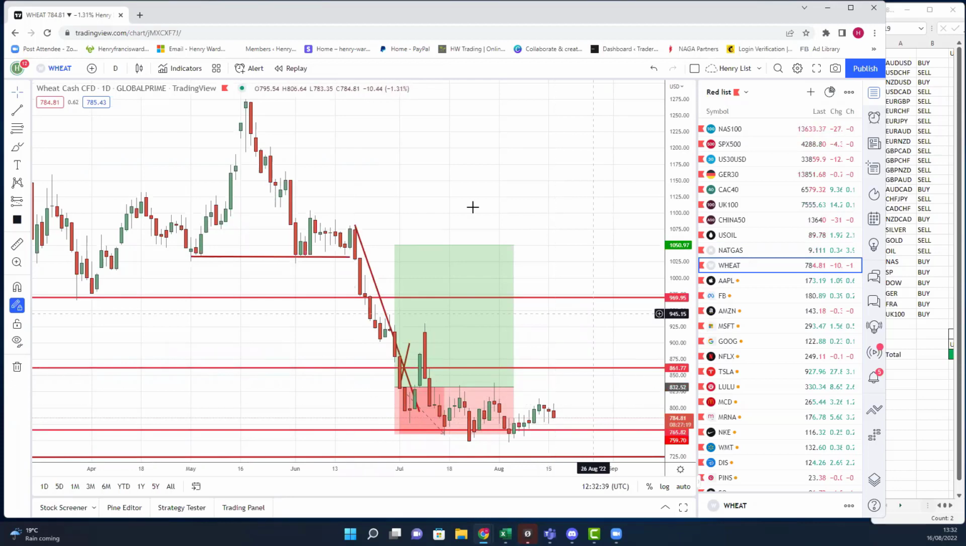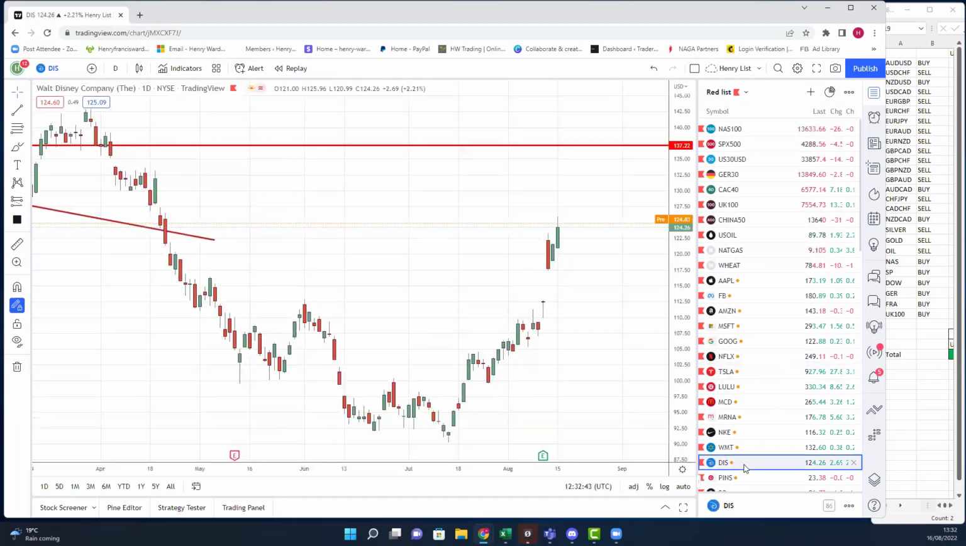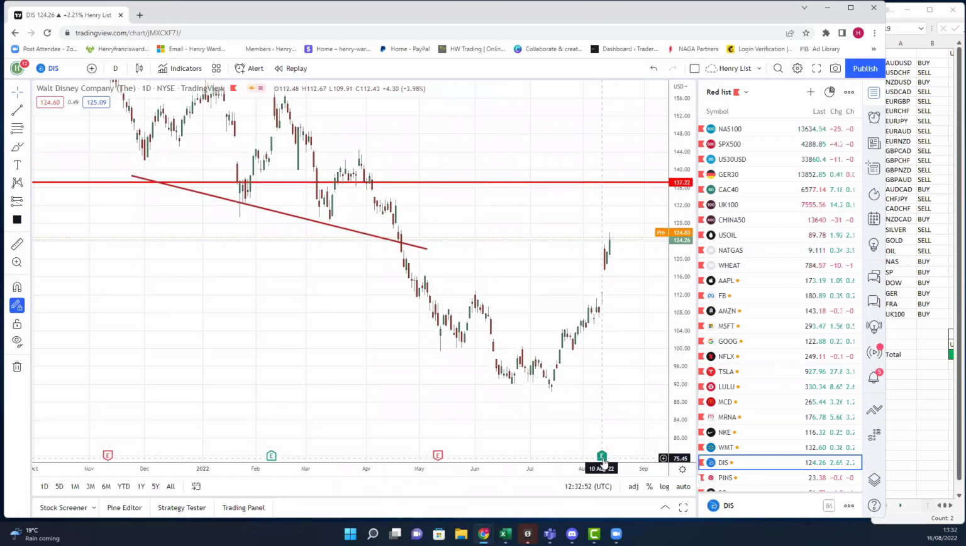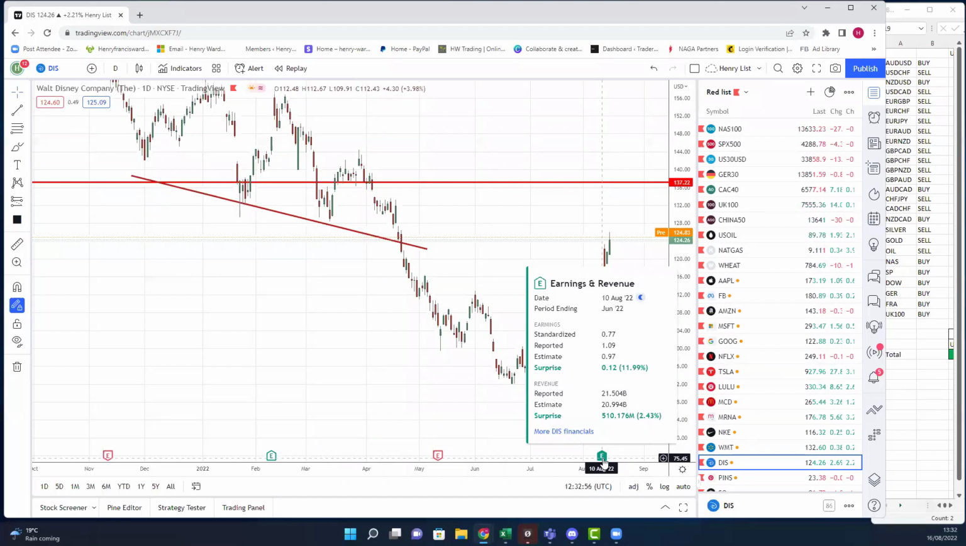Wheat, again, hasn't really gone anywhere at all. So Disney had a pretty good earnings, but can anyone tell me why I have brought up Disney? Can anyone tell me?